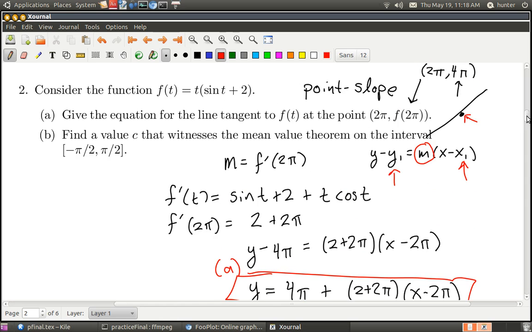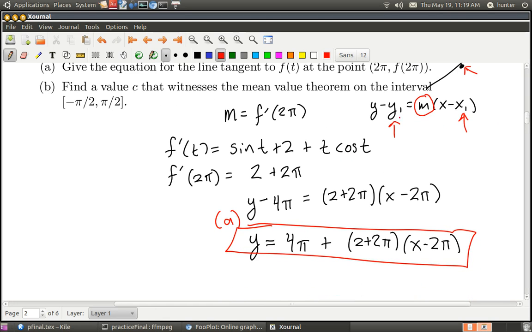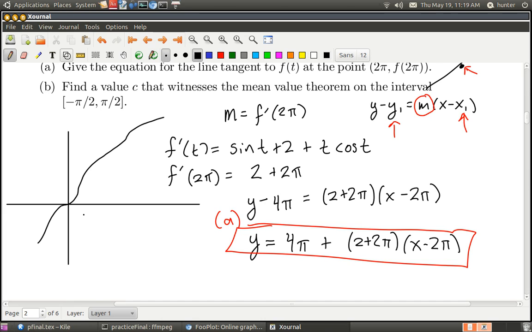Now, what's going on here with part B? We have to find a value that witnesses the mean value theorem. So let me remind you what the mean value theorem says. Let me draw a y-axis and an x-axis. Whoa, it's not much of an x-axis. Here's an x-axis. And the function is going to be kind of bouncing along here, something like this.